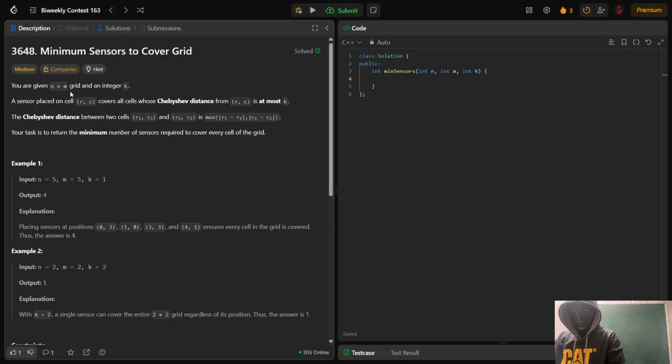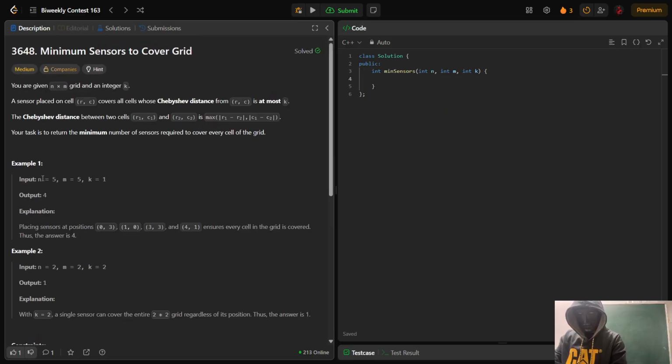You are given an n cross m grid and an integer k. A sensor placed on cell (R, C) covers all cells whose Chebyshev distance from (R, C) is at most k. The Chebyshev distance between two cells (R1, C1) and (R2, C2) is the maximum of |R1 - R2| and |C1 - C2|. Your task is to return the minimum number of sensors required to cover every cell of the grid.